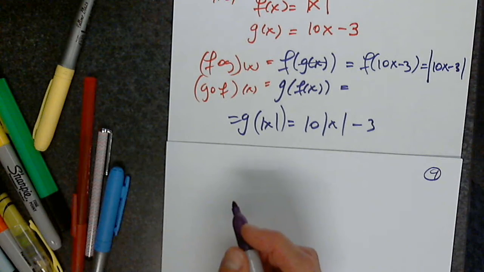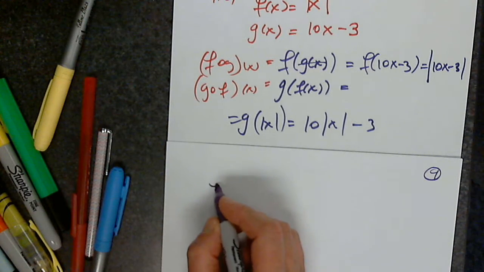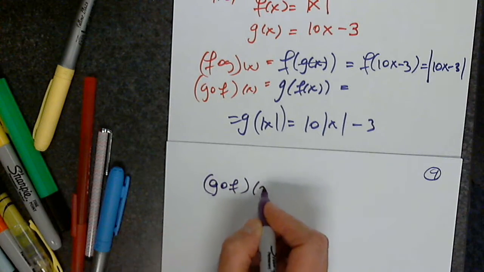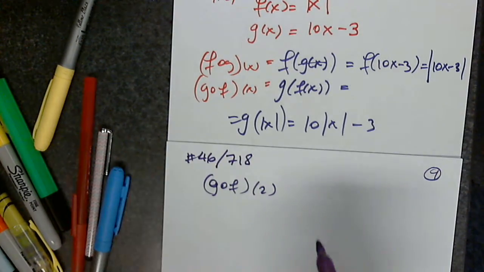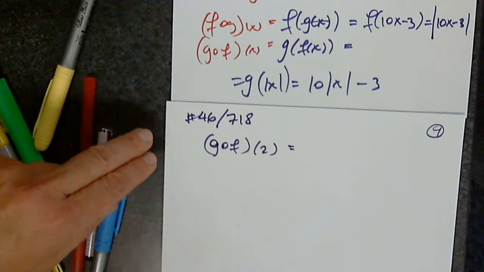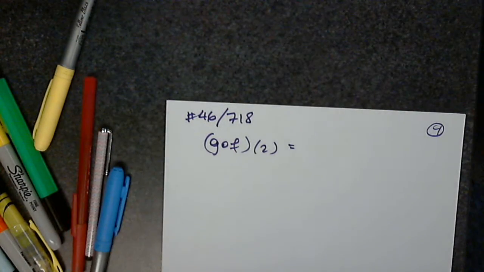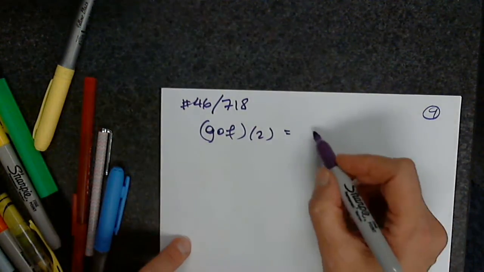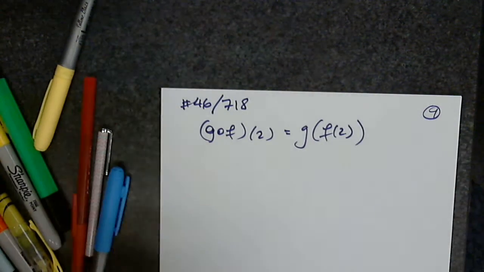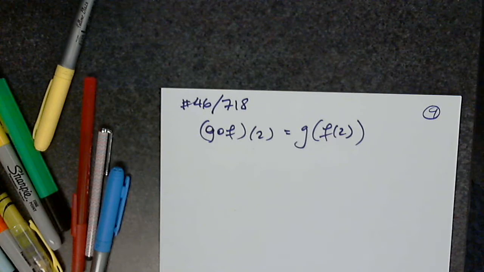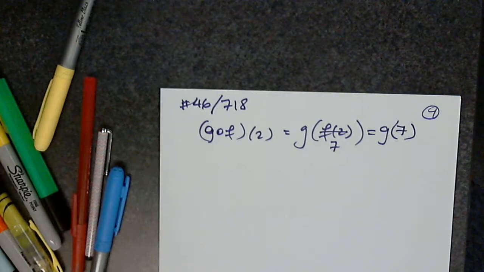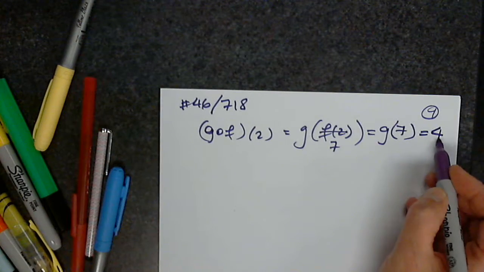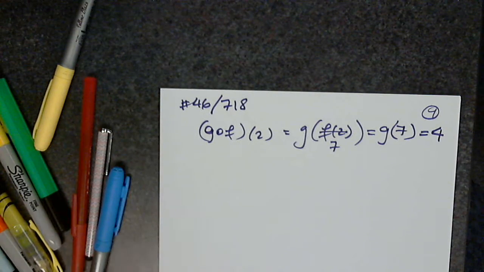Let's suppose we're asked to find G comp f of 2, and this is problem 46 on page 718. How will I determine this, first of all? What does this represent? Excellent. G of f of 2. F of 2 is given to be 7. So then this will become G of 7, and in the problem, G of 7 is given to be 4. These are given in the problem. You don't have to make up anything.